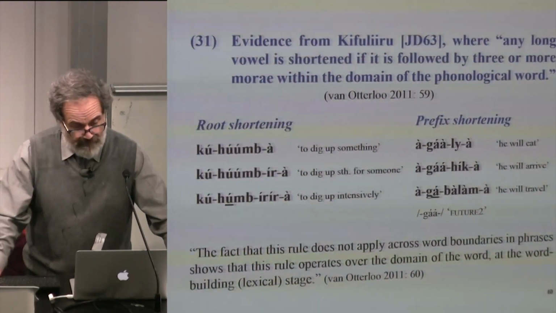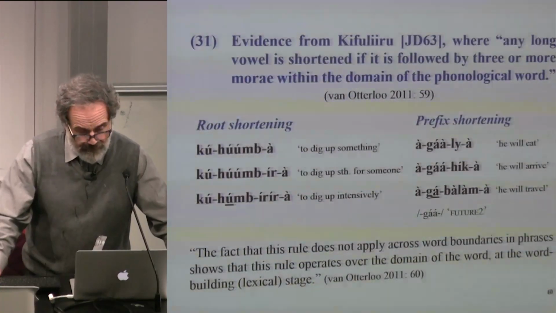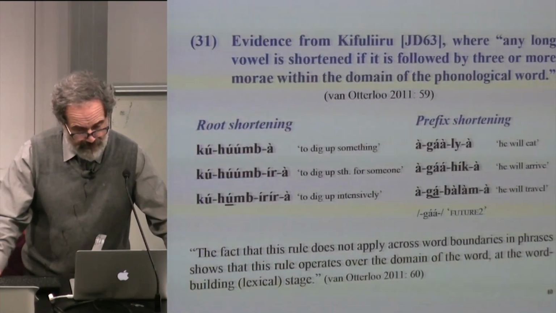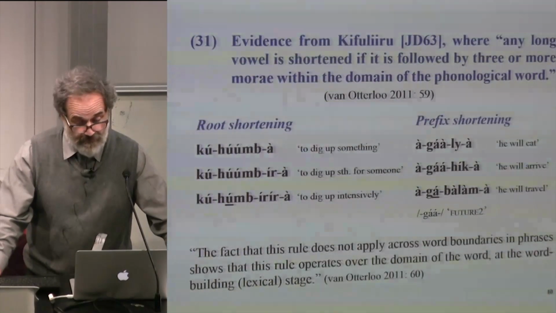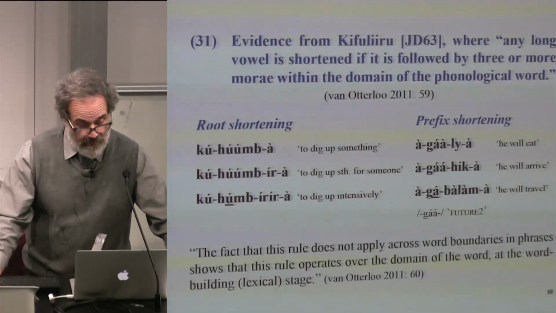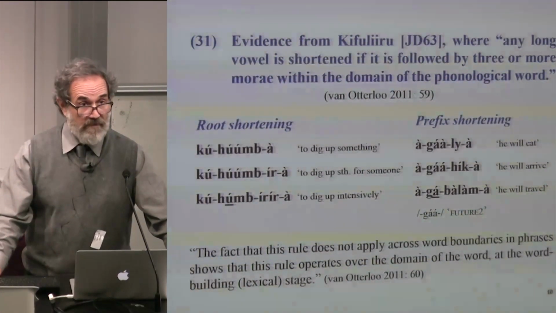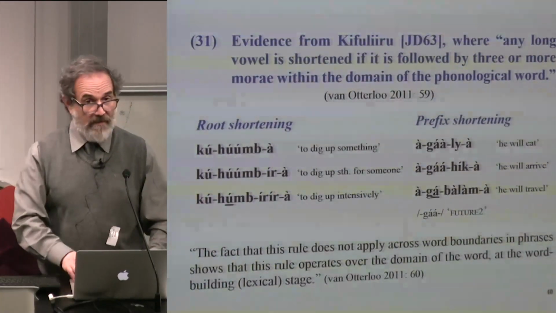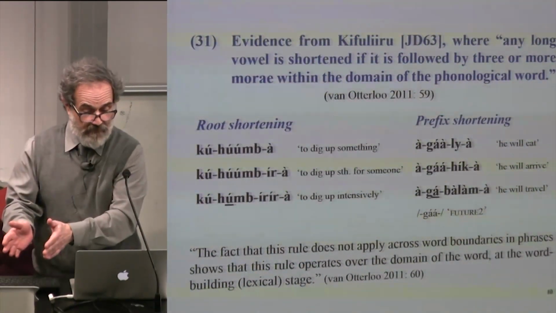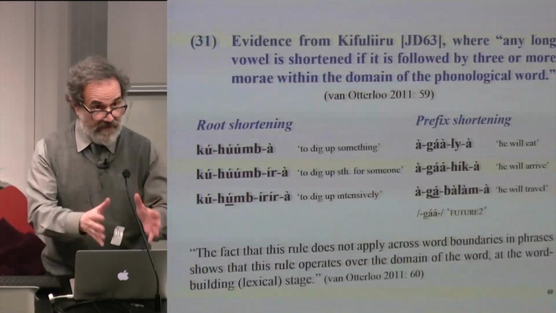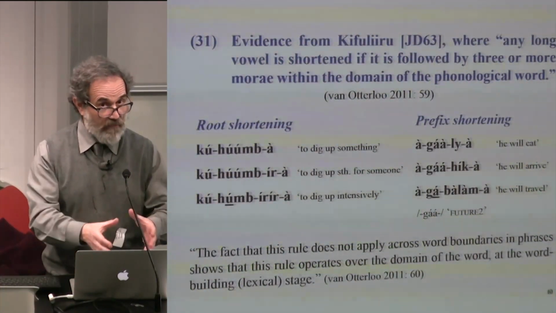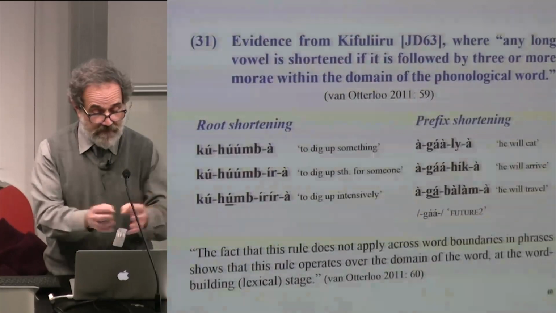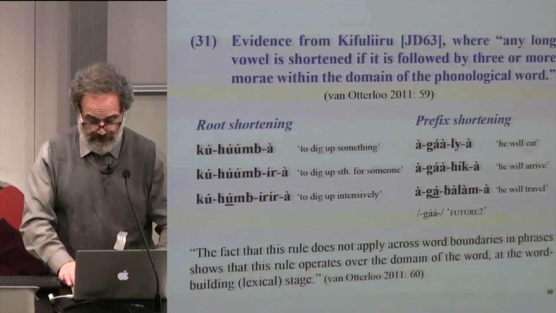Then Karen van Otterloo goes on to say that the fact that this rule does not apply across word boundaries in phrases shows that this rule operates over the domain of the word at the word-building lexical stage. In other words, this rule will not apply if you put something after these verbs. It's strictly counting moras at the word level. So that's showing you it started small, and then we broaden out to get the other domains.